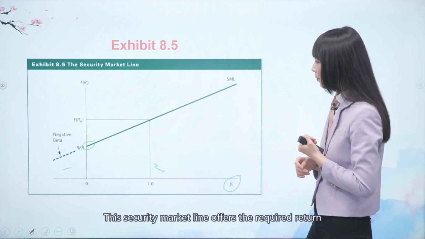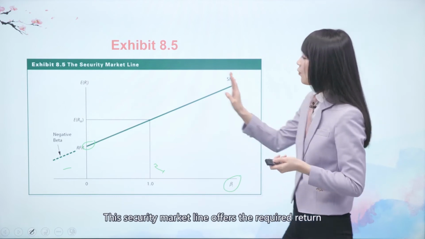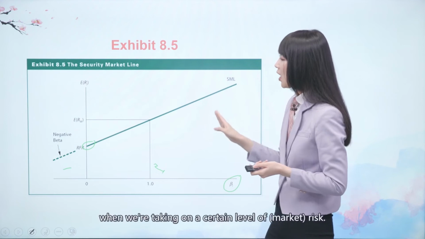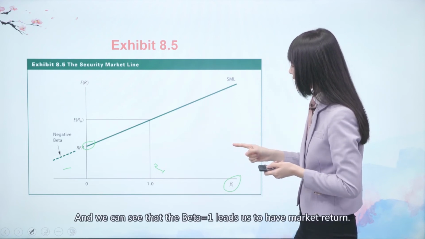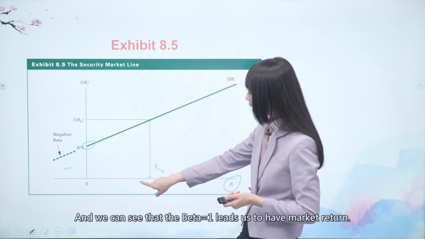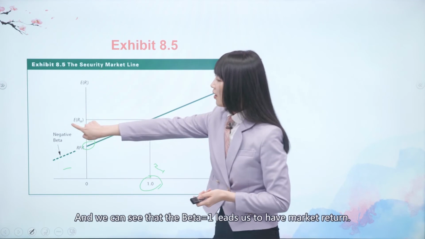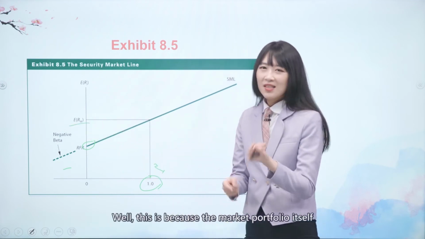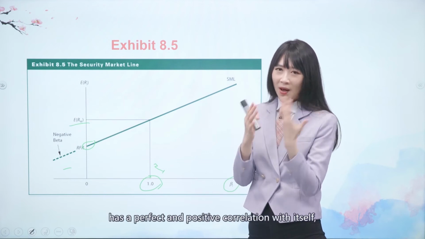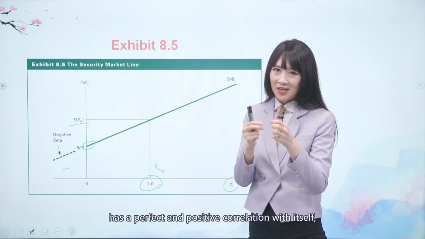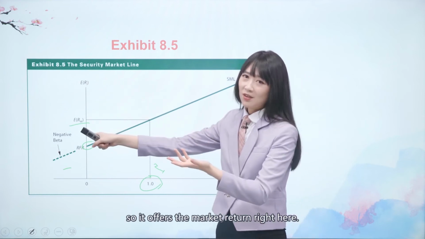Now, this security market line offers the required return when we're taking on a certain level of risk. And we can see that a beta equal to 1 leads us to have the market return. This is because the market portfolio itself has a perfect and positive correlation with itself, so it offers the market return right here.